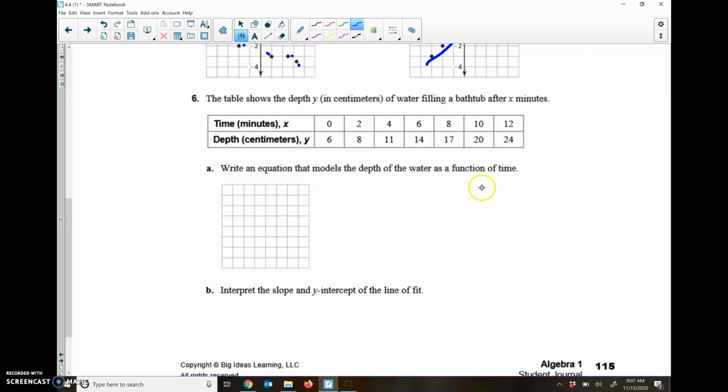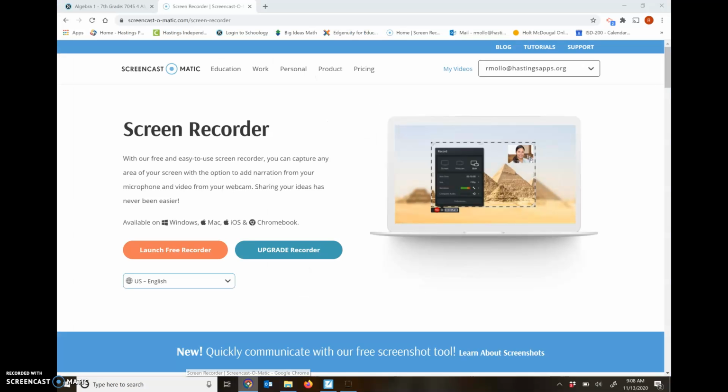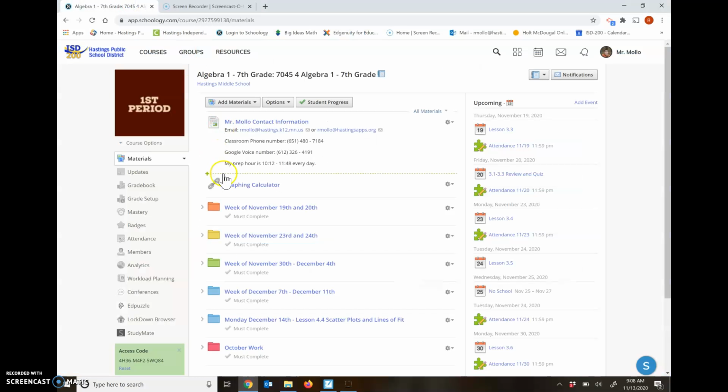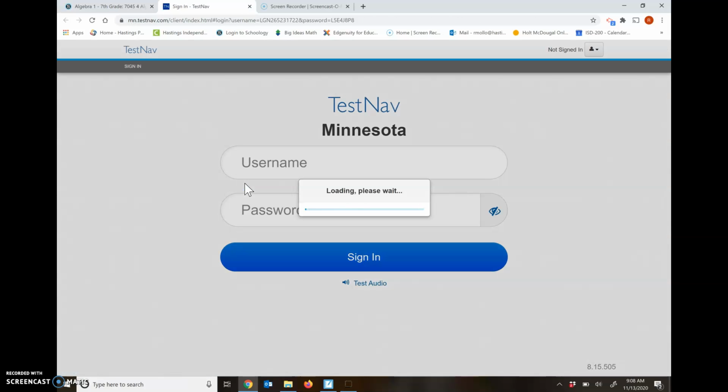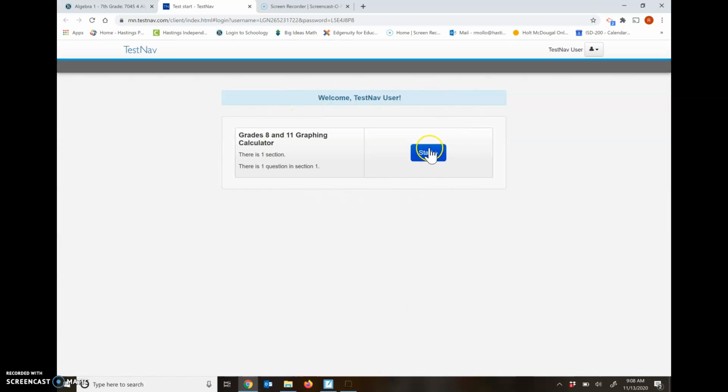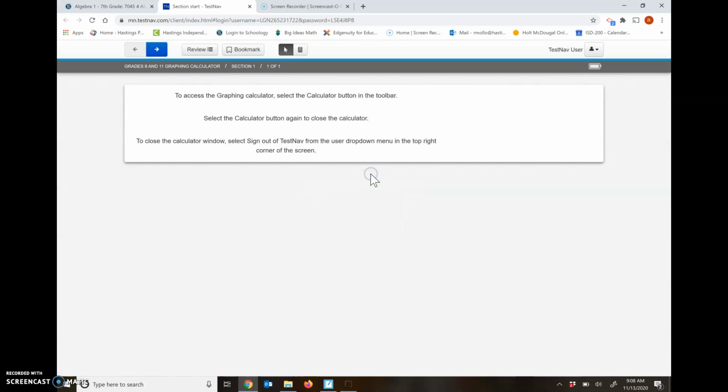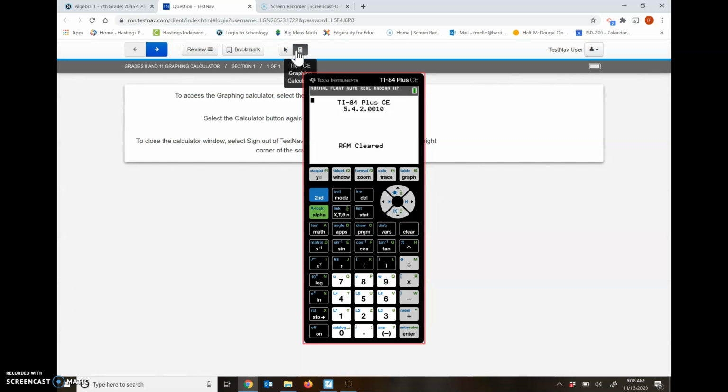Okay, so if we're saying that it's the average of all the slopes, we're going to actually use our graphing calculators to figure out what the average of all the slopes are. Okay, so in Schoology, I have a link there for you for a graphing calculator. So pretending you're taking the MCAs here, there's no question, but there is a calculator there for you to use.